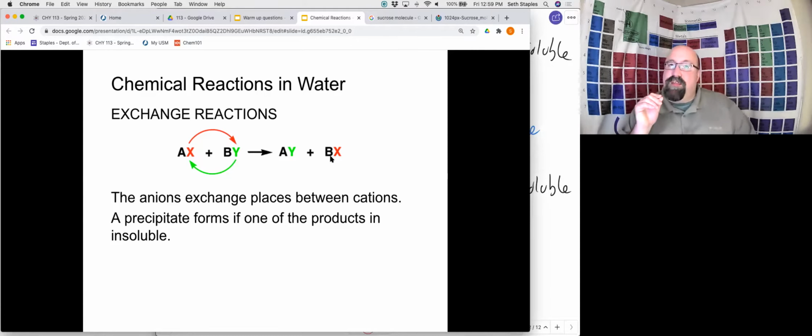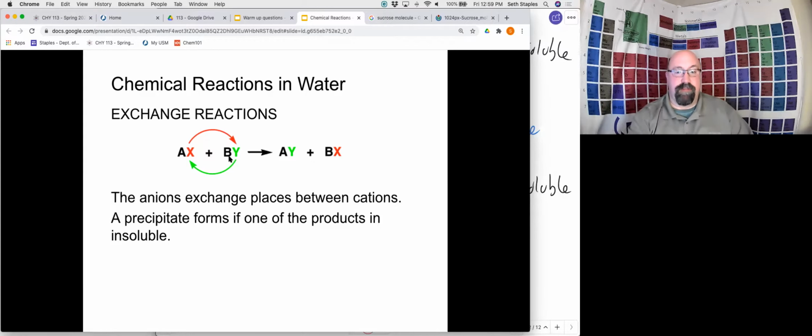Now, the reason that a precipitation reaction might occur, why we might form a precipitate, is, again, we assume that AX and BY are both soluble compounds. They're both dissolved in water. But now when they've remixed, they've come back together as AY and BX, it's entirely possible that either of these new compounds, either AY or BX, might not be soluble in water. And so using our solubility rules to determine that, and if so, that new compound that is not soluble will come out as a solid.